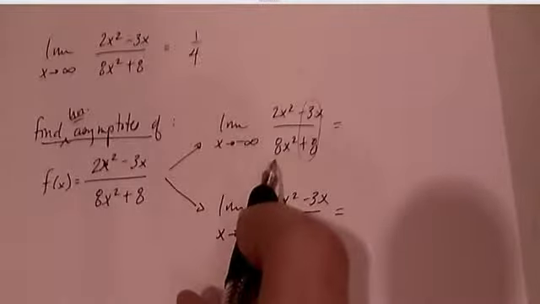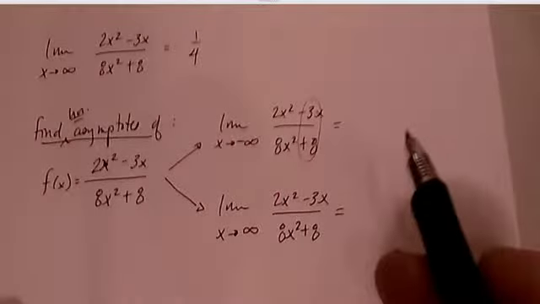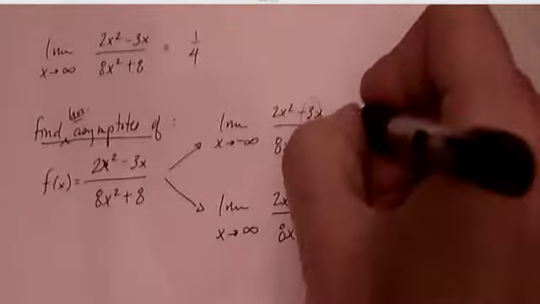And so basically you're just left with the ratio of 2x squared over 8x squared, which reduces to 1/4, which is why this is 1/4 and this is 1/4.